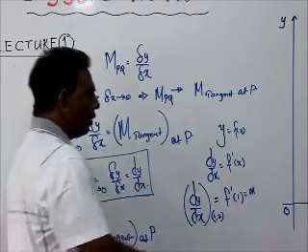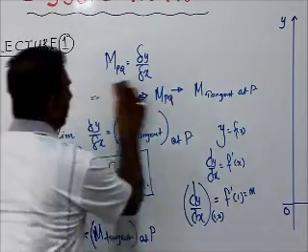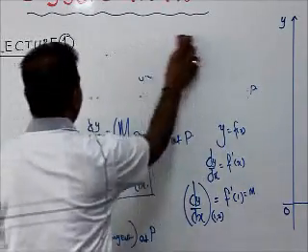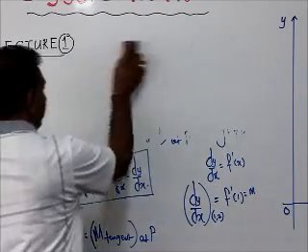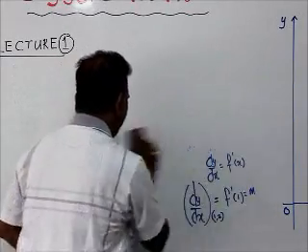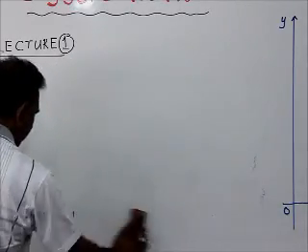Right. So now we have dy by dx. dy by dx is the gradient at P. So dy by dx you can write like this in another way.